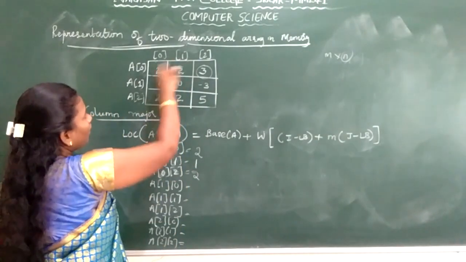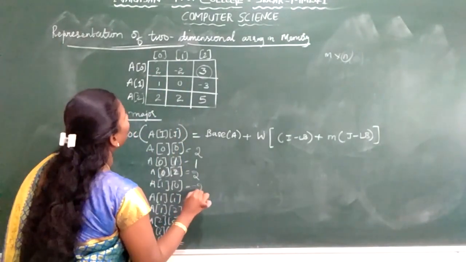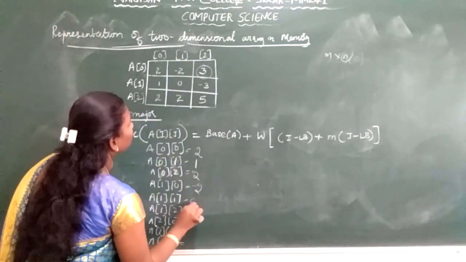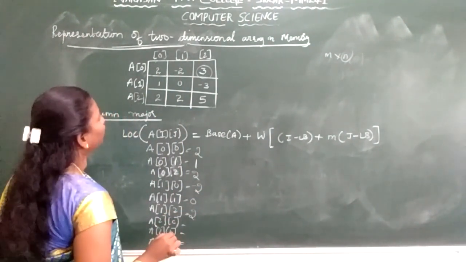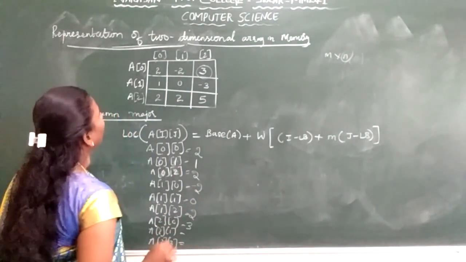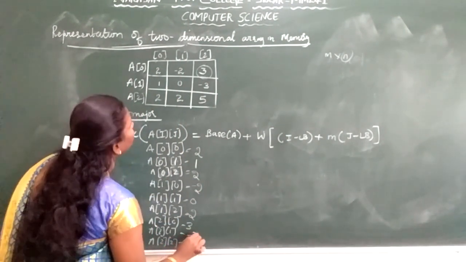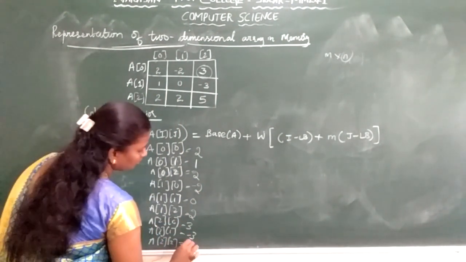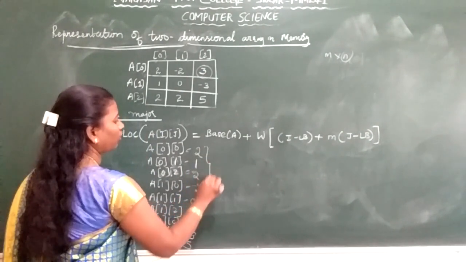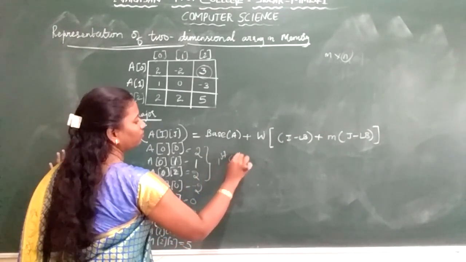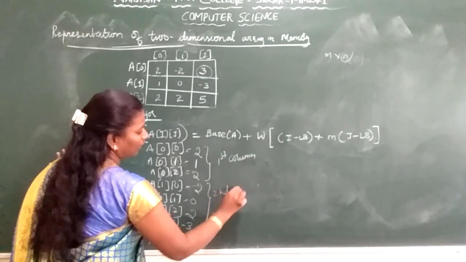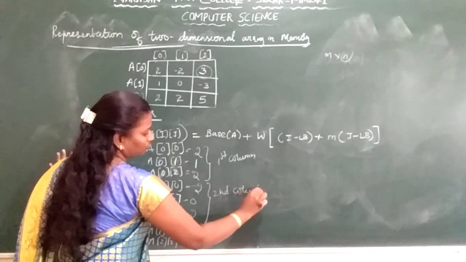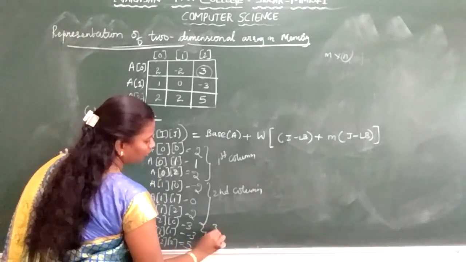What is A of 1, 0? Minus 2. A of 1, 1, 0. A of 1, 2, I have 2. What is A of 2, 0? 3. A of 2, 1, minus 3. A of 2, 2 is 5. So this is for your first column. This is for your second column. This is for your third column.